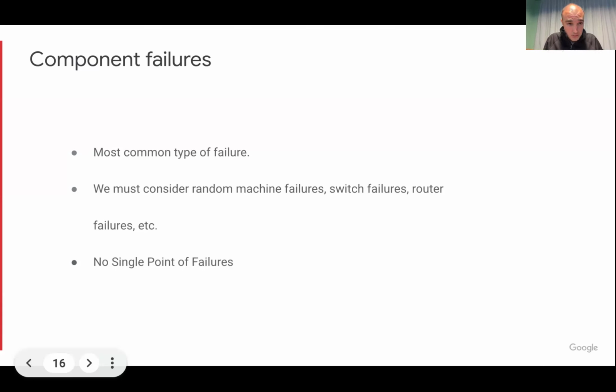There is a rack where the machine is put. There is the power supply unit. There is the top of the rack router. There is the distribution routers. There is the fiber links to your data center. All this stuff, anything in that is subject to failure.